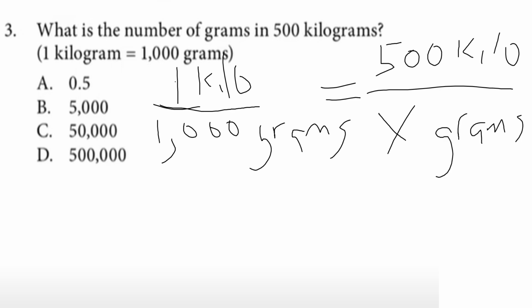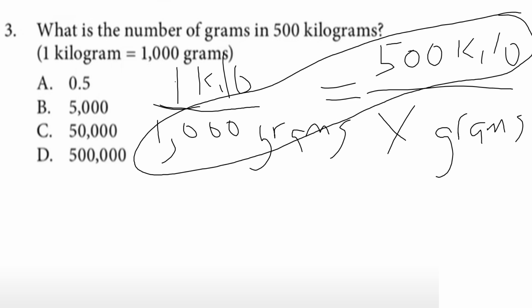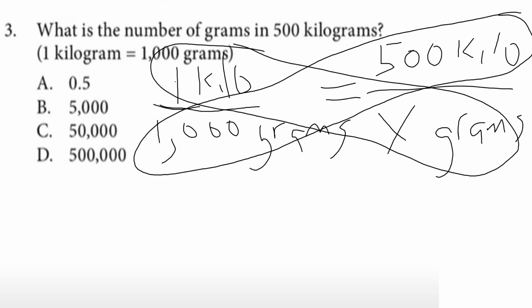All right, so to solve a proportion, all you do is cross multiply. So you're going to take the 500, multiply it by 1,000, and you're going to take the 1 and multiply it by the X. So what we're going to end up with is 500 times 1,000 equals 1x.